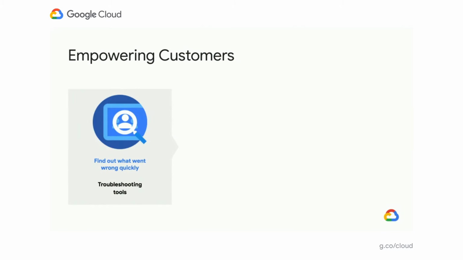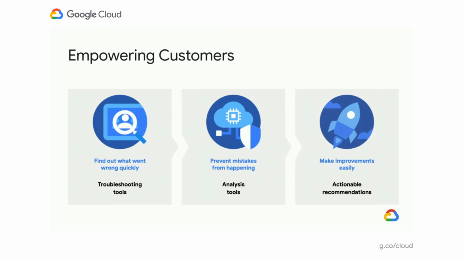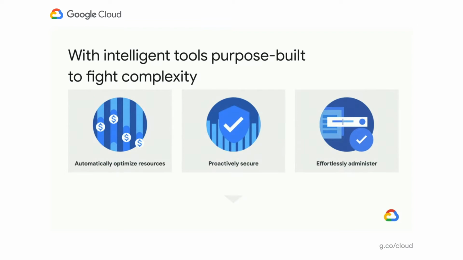So let's dig in and talk a bit more about how we came up with this. We asked our customers what we could do to empower them with better intelligence and automation. And after speaking to a lot of you, there were three areas that came across loud and clear. The first is you want to find out what went wrong quickly so you can take action right away. Secondly, you want to stop mistakes from happening altogether. And thirdly, you want to improve the cloud easily and make it easy to take action on the recommendations that have come up. So we've worked hard to put these features into the cloud to help with this.